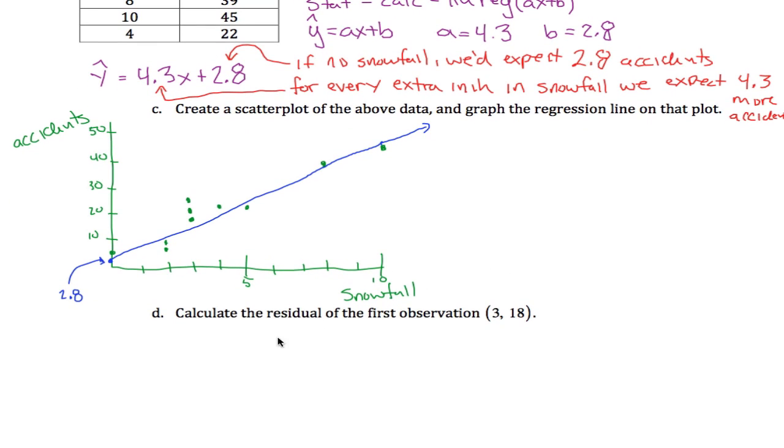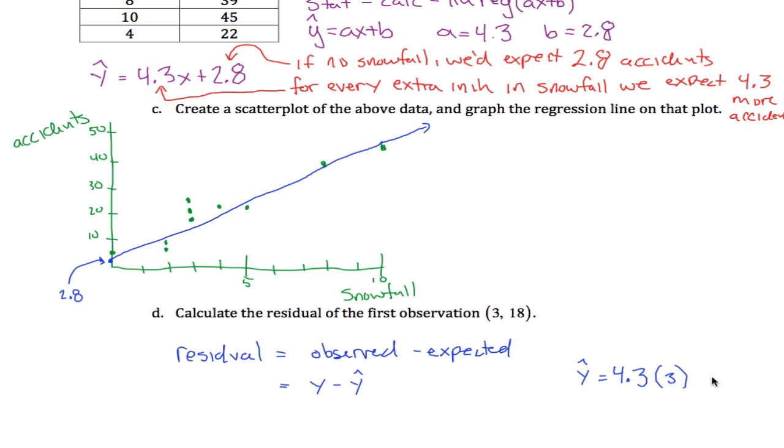Calculate the residual of the first observation. All right, residual is always observed minus expected. Way to write that is it's y minus y hat. So we have to calculate y hat. Well, let's see, we can calculate the expected amount. It's 4.3 times whatever the x value is, 3 in this case, and then add 2.8.